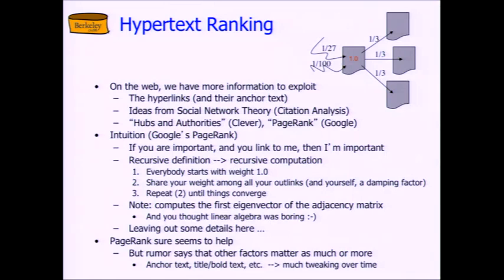If I'm important and I point to you, then you're important. Well, that's a recursive definition, okay? So how do we know I'm important? You got to bootstrap somewhere. So it's just a recursive computation. Everybody starts equally important, weight 1.0. And then what you do is you iteratively share your weight on your outbound links in rounds. So we start at everybody's 1.0.